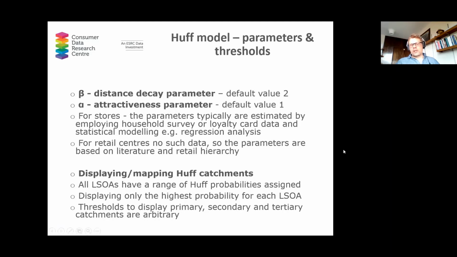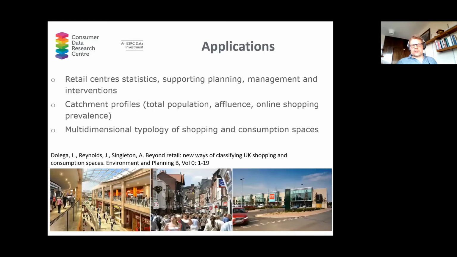Typically, if you display 50% or over, then you will have the primary catchments. If you display anything between 25 and 50%, you will have secondary catchments, and then obviously below 25% or below 20% will be your tertiary catchments. So that was the models and retail catchments estimation.